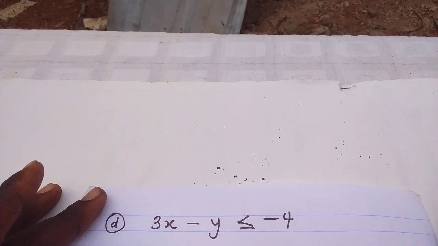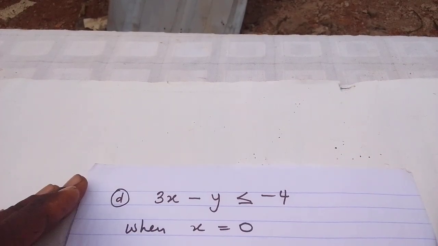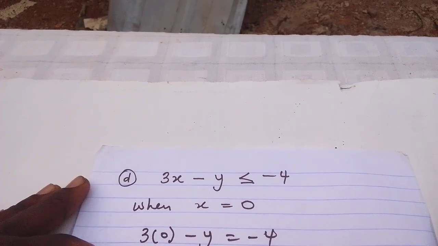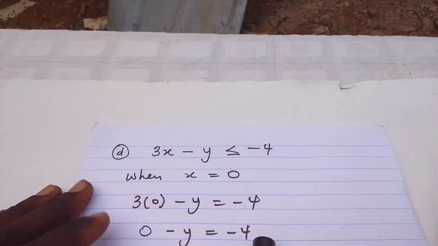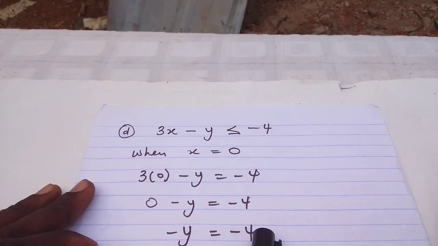Now let's have another example. You are having 3x minus y is less than or equal to minus 4. Again, we try to get the coordinates. When x is equal to 0, substitute the value for x to be 0. So 3 times 0 minus y is equal to minus 4. 3 times 0 will give us 0. So minus y is equal to minus 4.